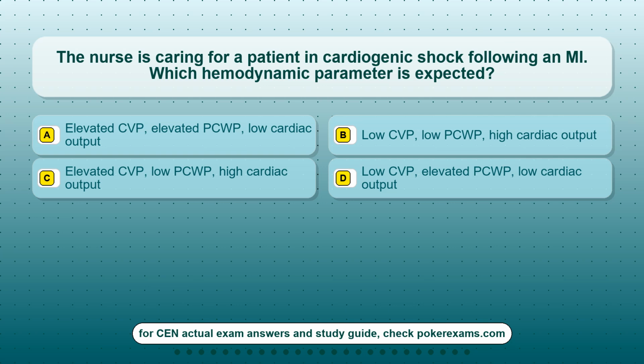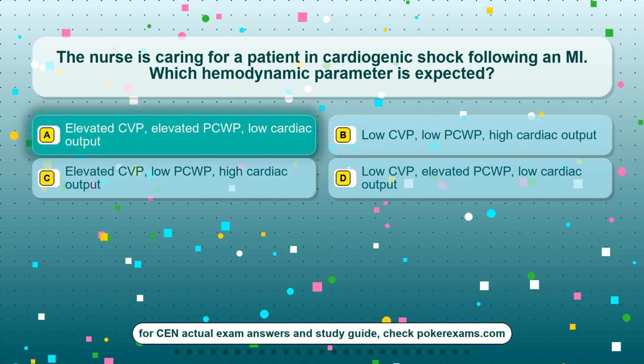Question 19. The nurse is caring for a patient in cardiogenic shock following an MI. Which hemodynamic parameter is expected? Option A, elevated CVP, elevated PCWP, low cardiac output. Option B, low CVP, low PCWP, high cardiac output. Option C, elevated CVP, low PCWP, high cardiac output. Option D, low CVP, elevated PCWP, low cardiac output.